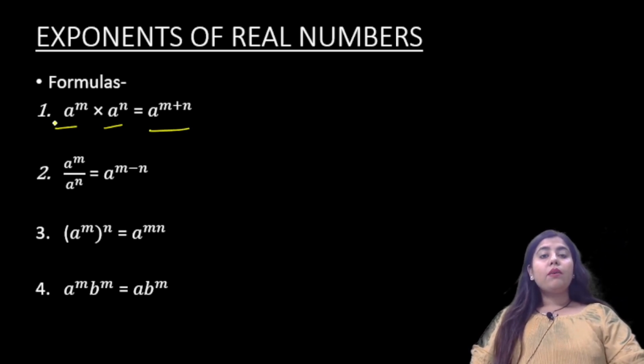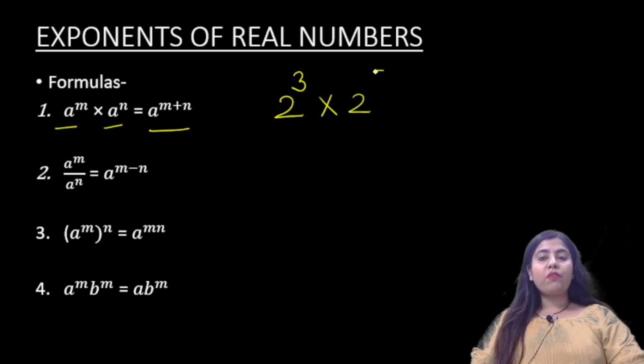It means we have the bases same but the powers are different and both these exponents are in multiplication. So it is equals to the same base a as it is and the powers will get added. For example, if I say that we have 2 raised to the power 3 multiply 2 raised to the power 5, then it is equals to 2 raised to the power 3 plus 5 and it is equals to 2 raised to the power 8.